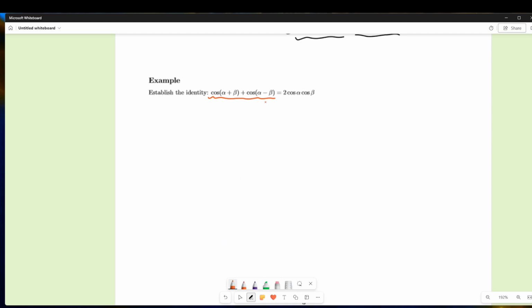And I don't necessarily know exactly how to approach this, but I do know what the cosine of alpha plus beta can turn into. Looking back at our formulas, the cosine of alpha plus beta is the cosine of alpha times the cosine of beta minus the sine of alpha times the sine of beta. That's what the cosine of alpha plus beta can turn into.